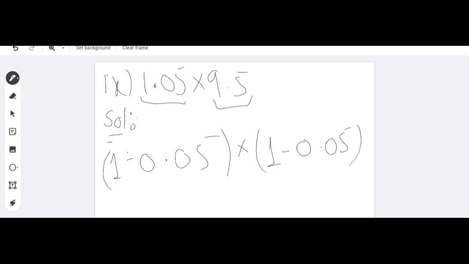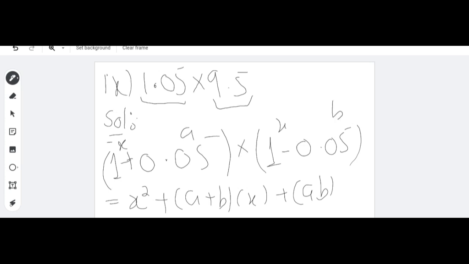First one is for the plus. There's a plus between these two numbers, and this is a minus. So simply I have to do like this. I have to do a square for the opening and the closing. So x square plus a into b within x, then plus a into b. This 1 is x, this is a, this is b, this is minus. Okay, now I have to put the values.